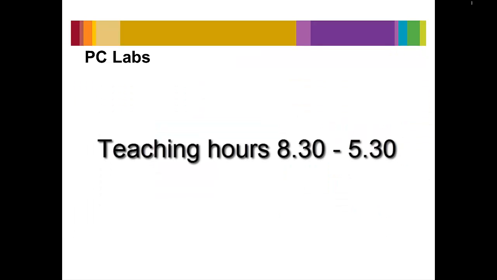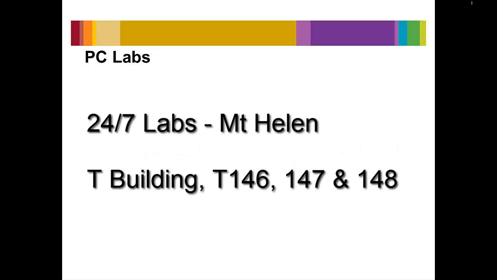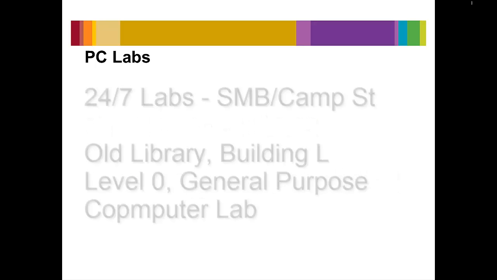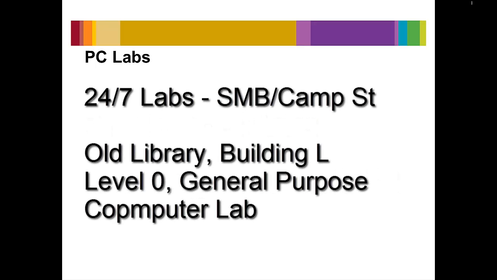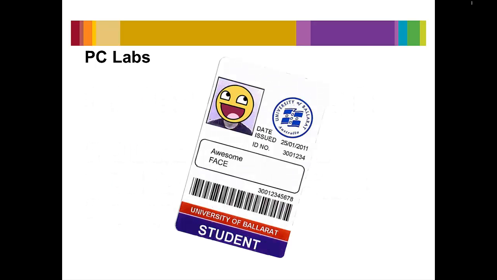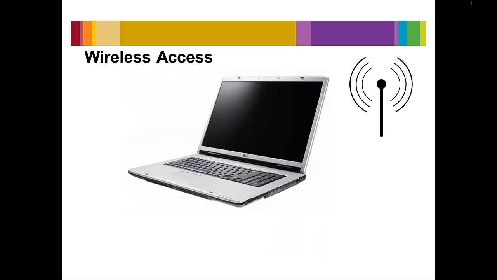PC labs are available for students when they are not being used for teaching. After-hours PC labs are available in T Building, rooms 146, 147 and 148 at Mount Helen. At SMB, an after-hours lab is available in the old library building, Building L, Level 0, the General Purpose Computer Lab. The student card is also a swipe card to gain access after hours, and is required as proof of ID.